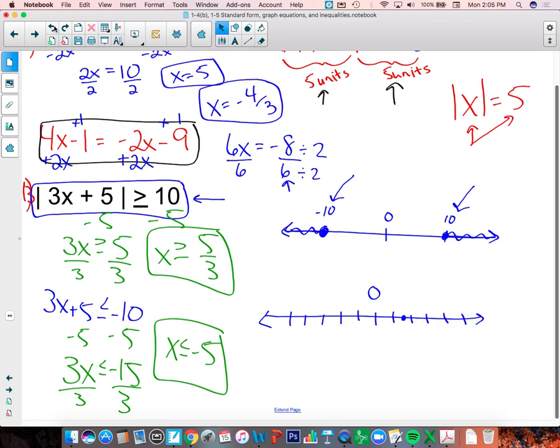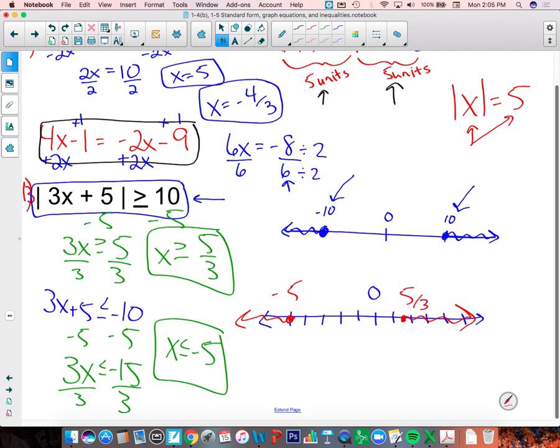We use different ink. Okay, so 5/3 right there, going to the right. And then we also have a -5 going to the left. So we're here and going to the left. So that's how I would graph that.